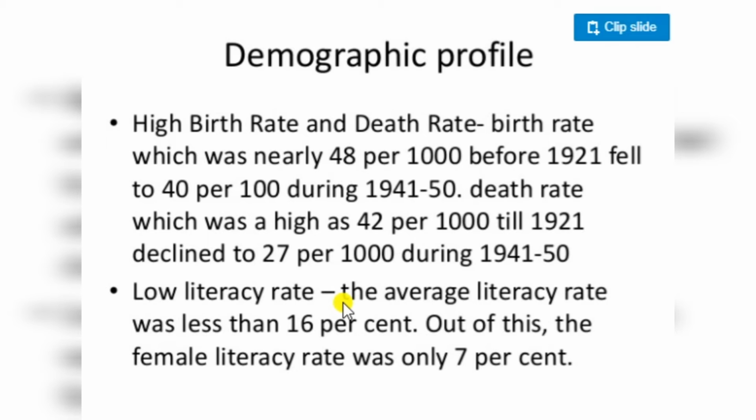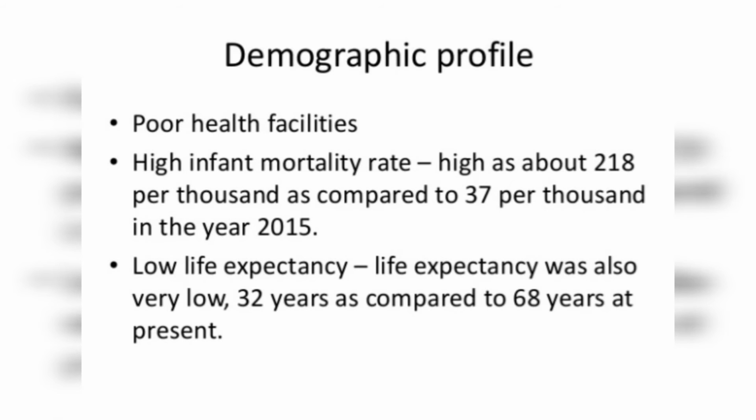So there was a high birth rate and death rate, but very low literacy. Very few people were educated at that time. There were poor health facilities in the economy. Infant mortality rate was very high, and there was very low life expectancy, about 32 years compared to 68 years at present.